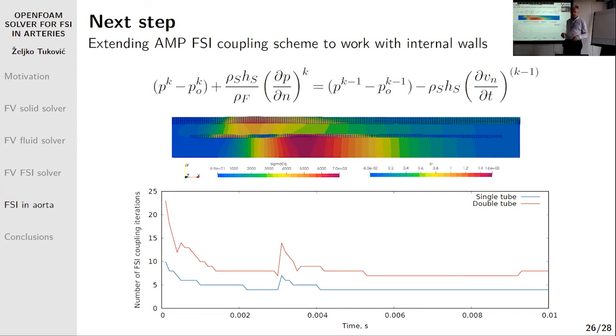Here I have some initial results related to efficiency, where the blue line is the number of iterations for a single tube, which is a simpler case, and the red line shows the number of iterations for this more complex case with an internal wall. So the number of iterations is of course larger, but I would say it is acceptable.